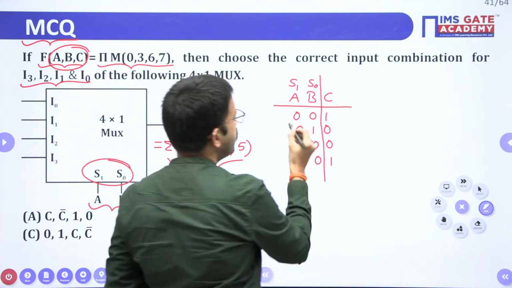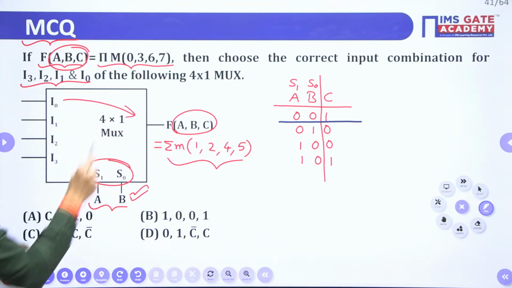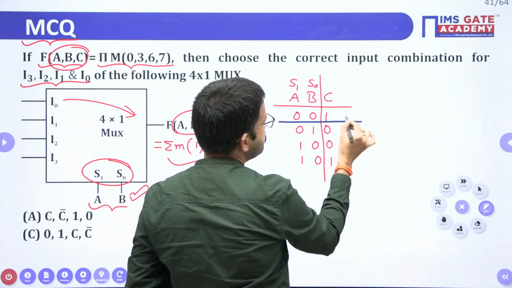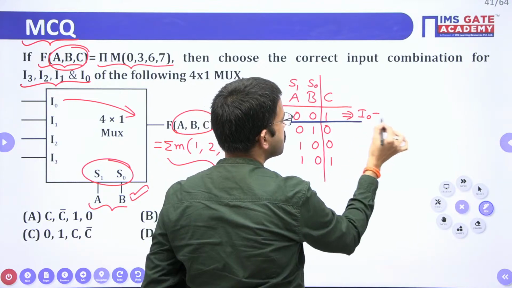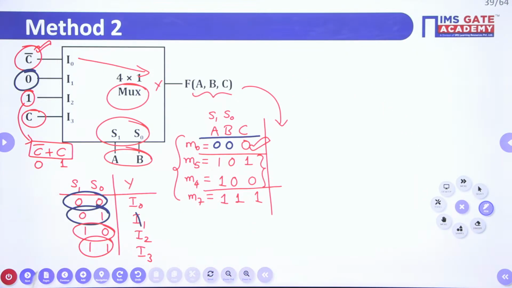So for the 0 0 case, I0 will be converted to the output. Here, since the C value is 1, that means the I0 value is C. If you have any doubt, just observe the previous slide.